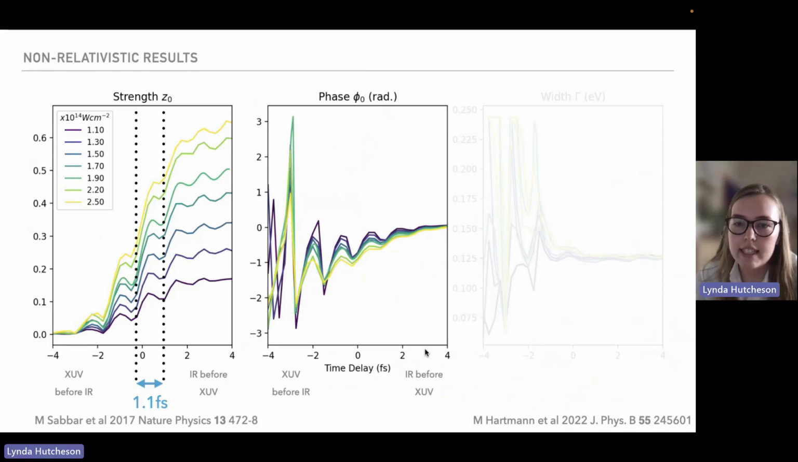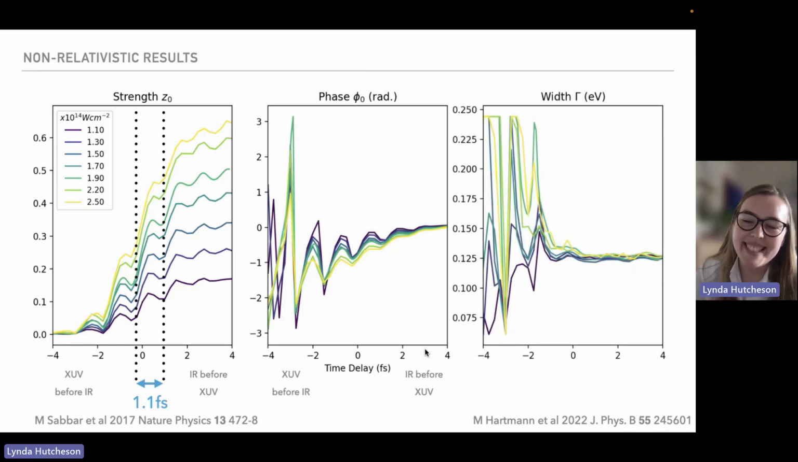The third fit parameter is the width, and this fit parameter reveals the difficulties of the fit procedure at the negative time delays, or time delays where the XUV arrives first. That's because we have a very weak absorption line, so the signal to noise ratio is quite high, and it's very hard to fit the line shapes at these time delays. For that reason, in our analysis, we focus more on time delays from about -1 onwards. The other interesting thing from the phase fit parameter is that as you increase the IR intensity, going from the purple lines to the yellow lines, the amplitude of these oscillations decreases.